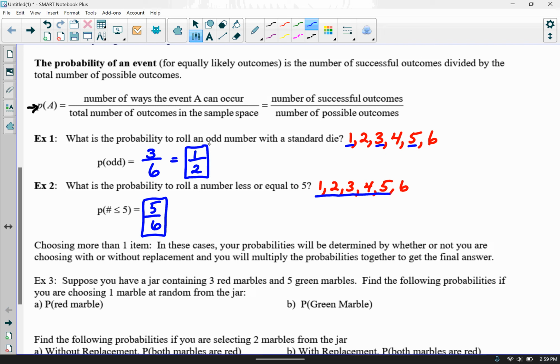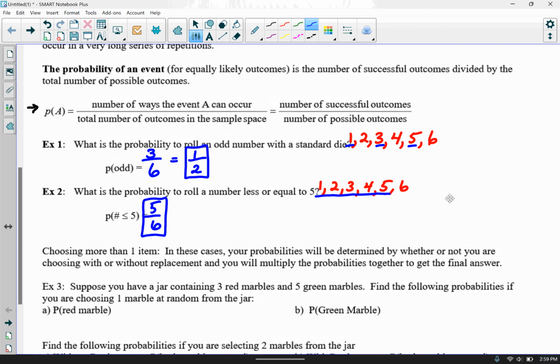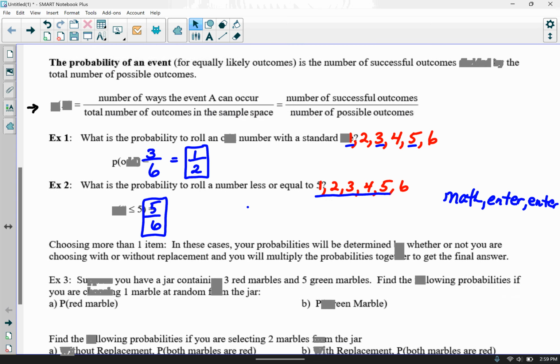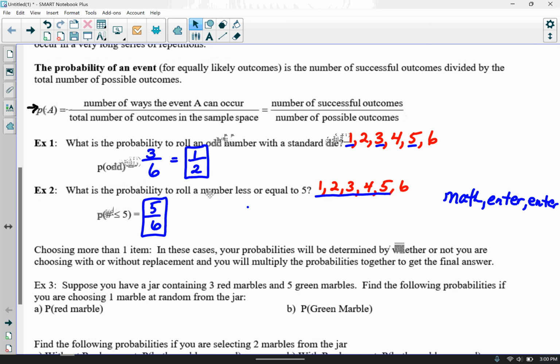All right, so let's talk about our answers for all probability. All probability in this unit will be listed as fractions in reduced format. In terms of how you enter this in your calculator, if you have the large TI 83 or 84 calculator, nothing fancy needs to happen. You just type in 3 divided by 6, hit enter, and you get a decimal, 0.5. Then if you hit math, enter, your calculator will change that 3/6 into a reduced fraction, which will give you 1/2, okay?